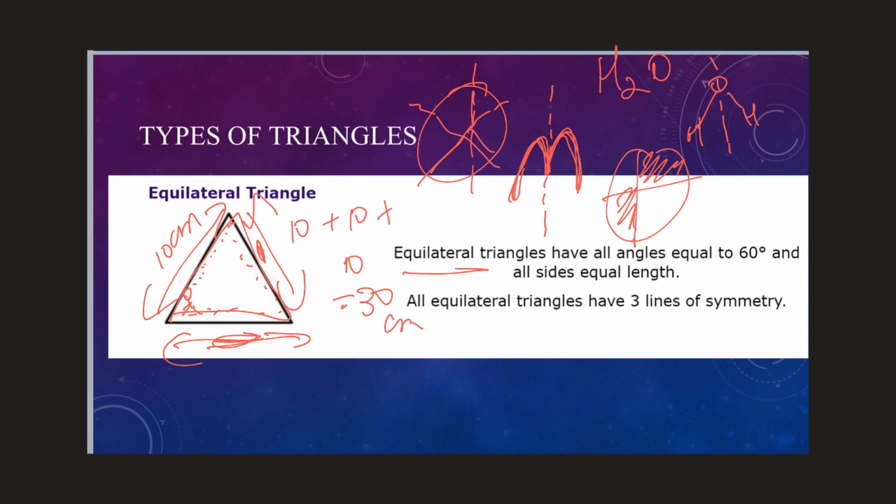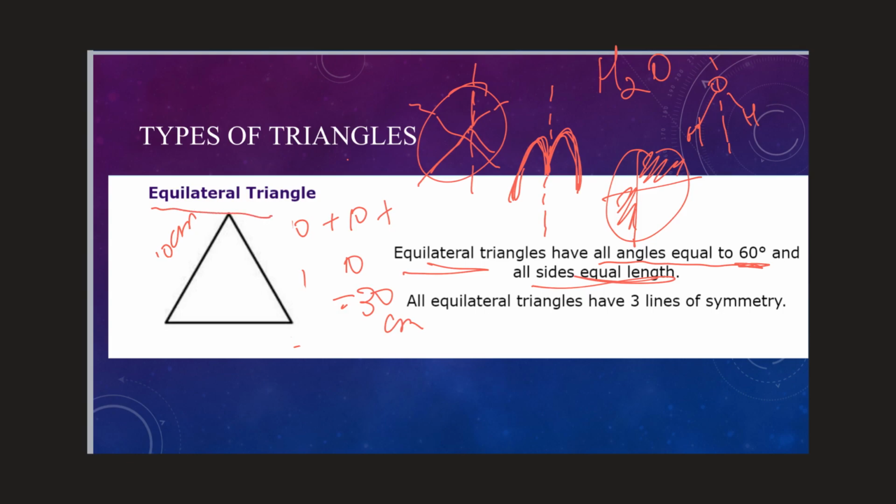Equilateral triangles have all angles equal to 60 degrees and all sides of equal length. For students who didn't know, we still have to do angles. Remember, this is a basic introduction to shapes. What I want you to take away from this is a couple of things. One, the sides: how many sides are equal, and how many sides aren't equal? So just remember, equilateral triangle, equilateral, equal.